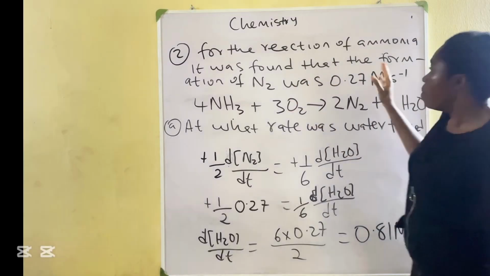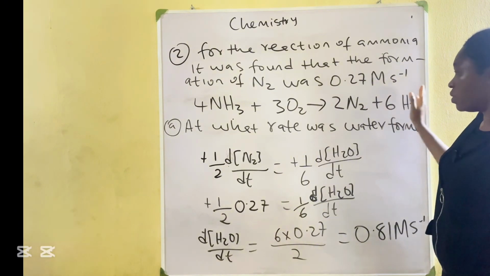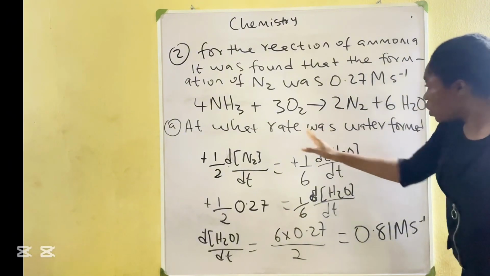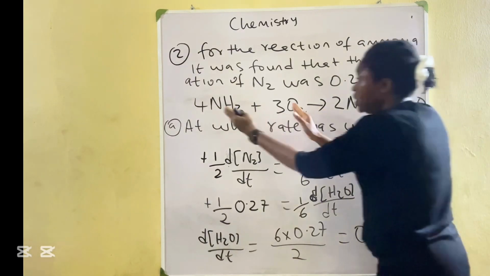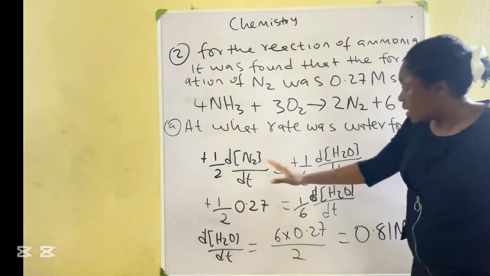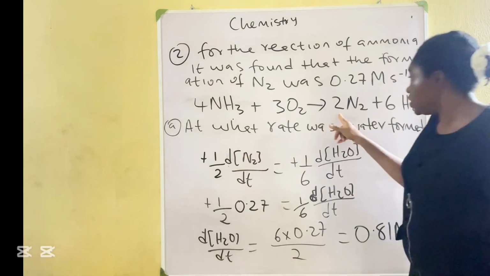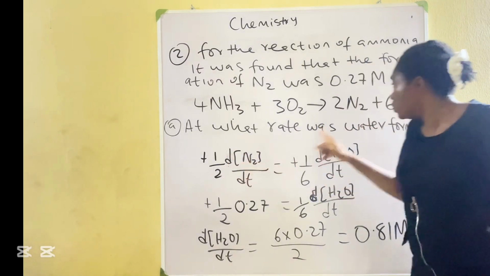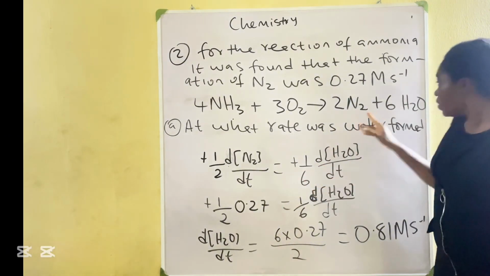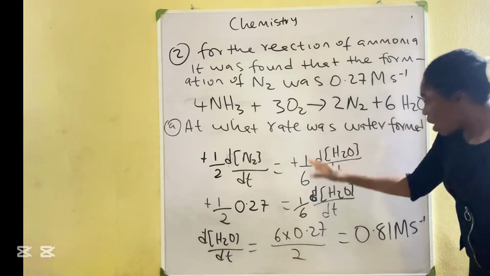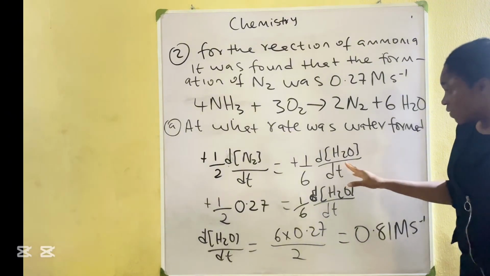Okay. For the reaction of ammonia, it was found that the formation of nitrogen was 0.27 mole per second. So this is the equation for the reaction. At what rate was water formed? We're given nitrogen and water, so we don't have anything to do with the others. We start by writing the formula. This is positive, so product side plus, and the coefficient is 2. 1/2 the change in concentration of nitrogen divided by the change in time equals the coefficient of water, which is 6, 1/6 change in water concentration all over change in time.